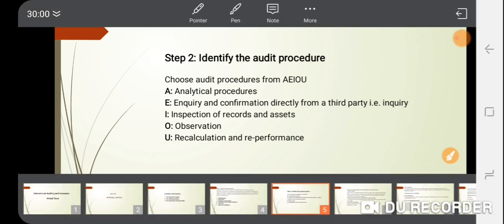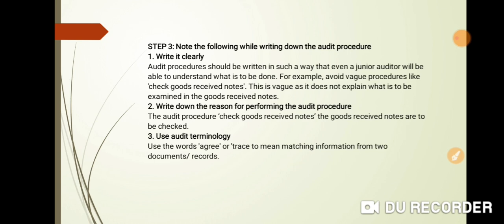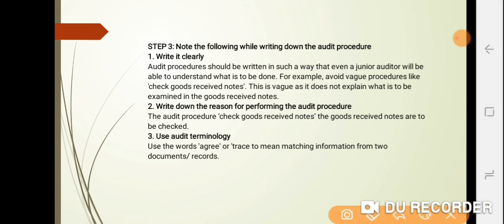Then we have a third one. Here we have to note down certain things while writing the audit procedure. The first one is write it clearly. Whatever the audit procedure, it should be written in such a way that even a junior auditor will be able to understand what is to be done. Okay, so that is the first one.